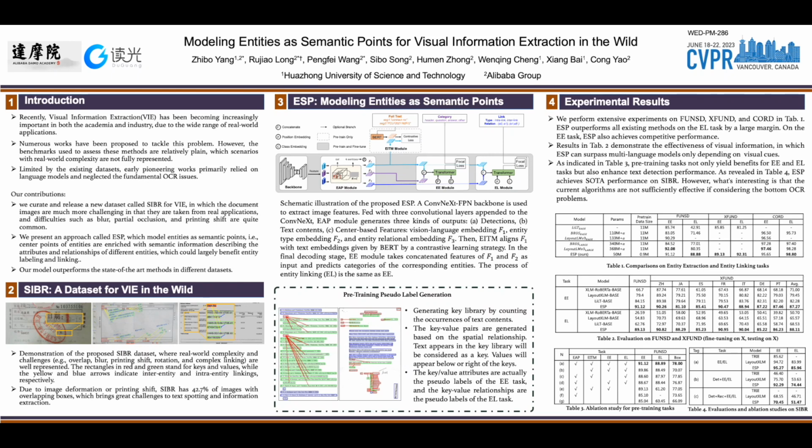Modeling entities as semantic points for visual information extraction in the wild. Paper ID is WebPM286. Recently, visual information extraction has gained increasing importance in both academia and industry.